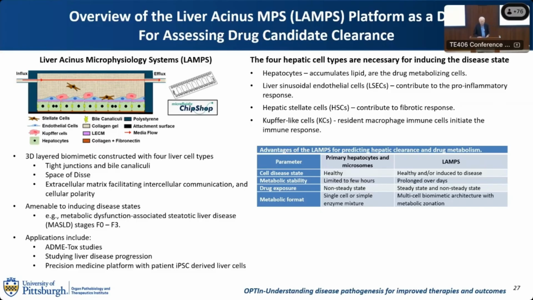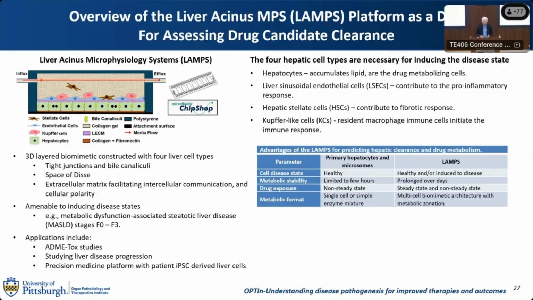Now, the 4 hepatic cell types are necessary for this model to induce the disease. Obviously, the hepatocytes are there for metabolism. They also accumulate fat during the disease. The liver sinusoidal endothelial cells contribute to the pro-inflammatory response of the disease. Hepatic stellate cells contribute to the fibrotic response of the disease. And the Kupffer-like cells in the model are macrophage immune systems to initiate the immune response.